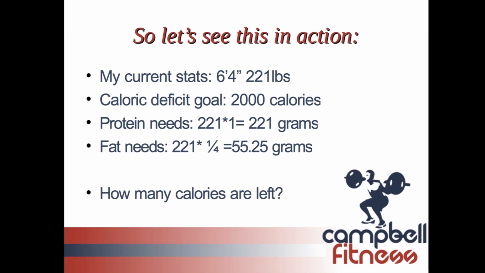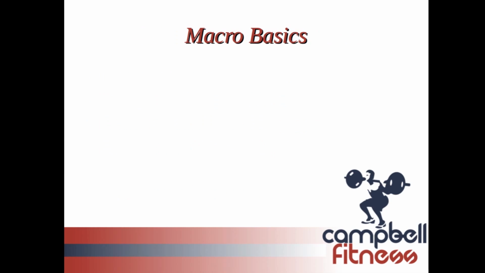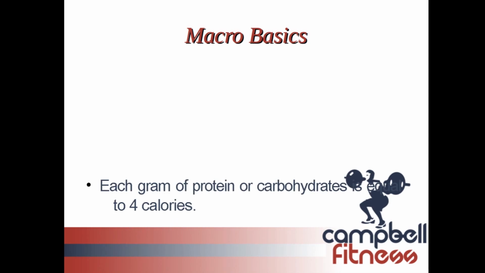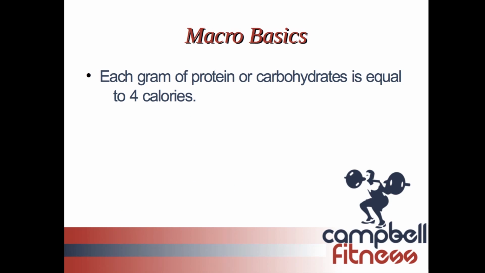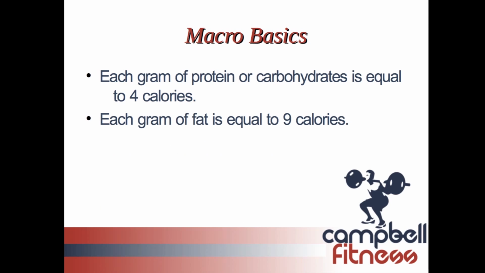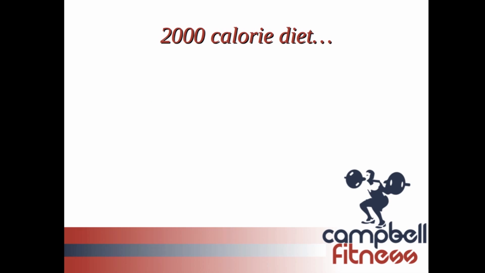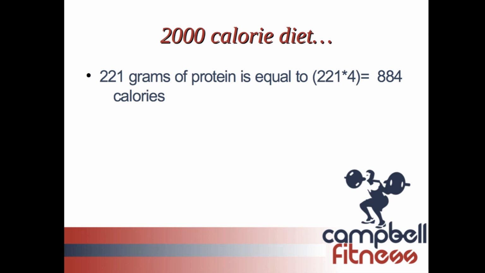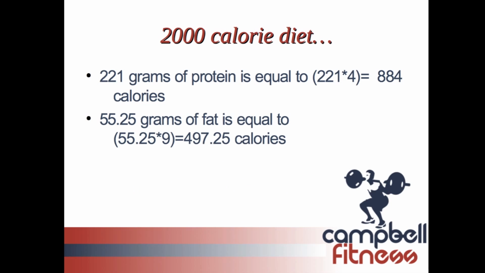So, that being said, and we know our protein and fat intake, how many actual calories do we have left? Well, in order to do that, we need to know some macronutrient basics. The basics behind this is, each gram of protein or carbohydrates is equal to 4 calories, whereas each gram of fat is equal to 9 calories. So, on my 2,000 calorie diet, if I have 221 grams of protein, I'm going to multiply that times 4, and that means my protein is taking up 884 of my available calories. The same thing with fat.